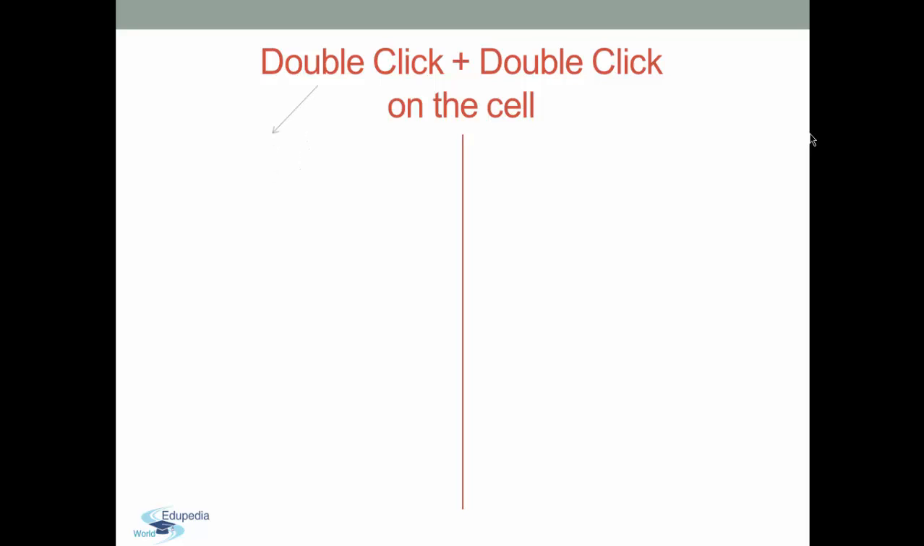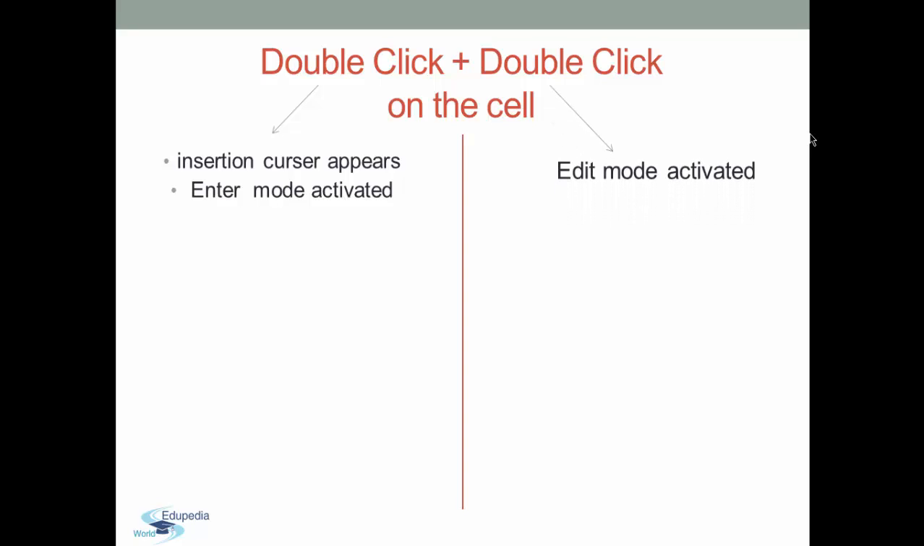The last case is double clicking the cell and double clicking it again. The first double click is responsible for inserting the cursor inside the cell, and the Enter mode is activated. The second double click is responsible for activating the Edit mode. That will happen if the cell is empty. But if the cell contains data, Edit mode is activated from the first double click.